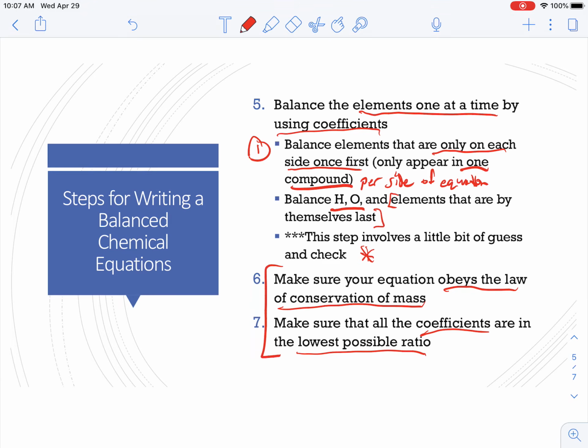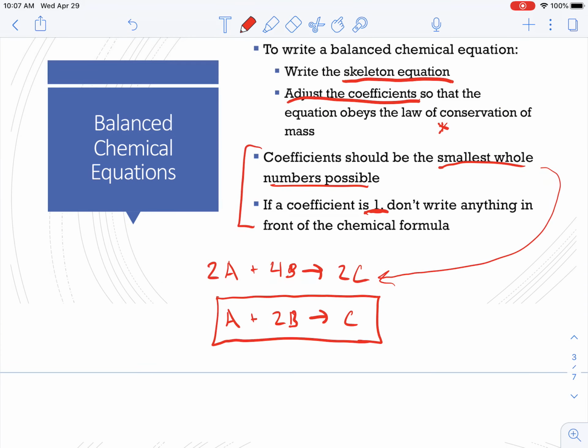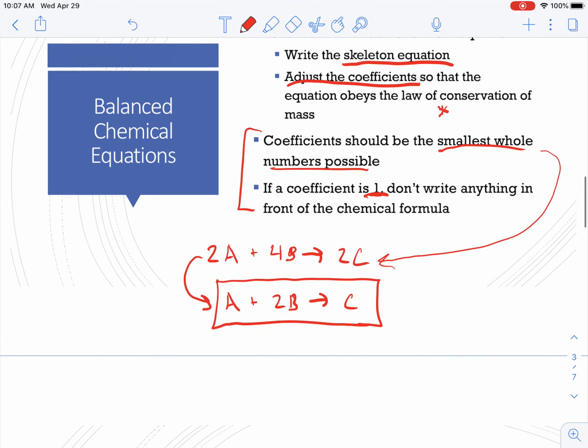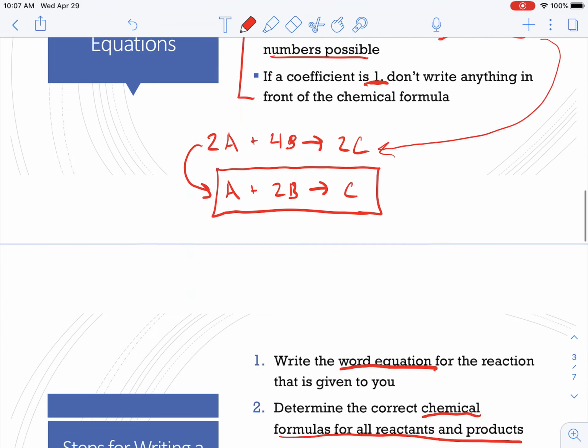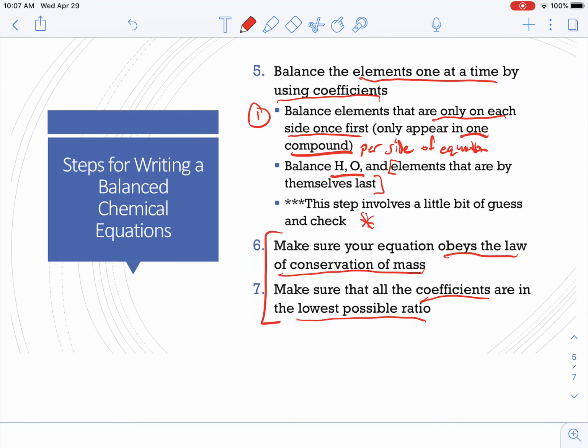So in the example we had up here, we could reduce or simplify down to this lowest ratio. That's what we're going to want to do. We always want to double check to make sure that we cannot reduce our chemical equation any more. That would be our very last step. From there, once we work through all of these, we would have our final answer for our balanced chemical equation for that particular reaction.